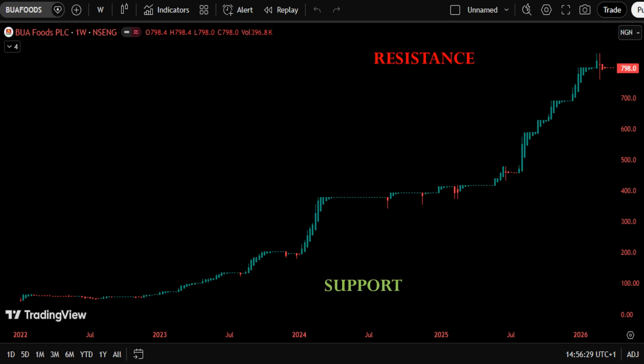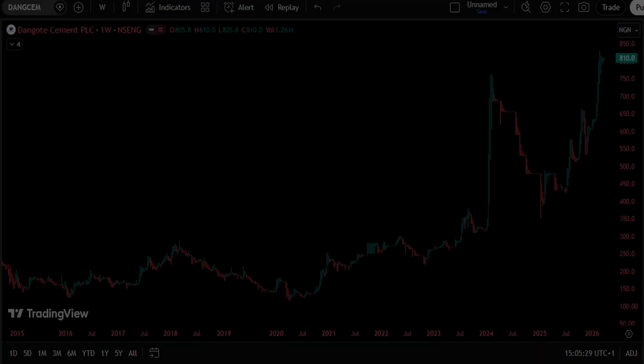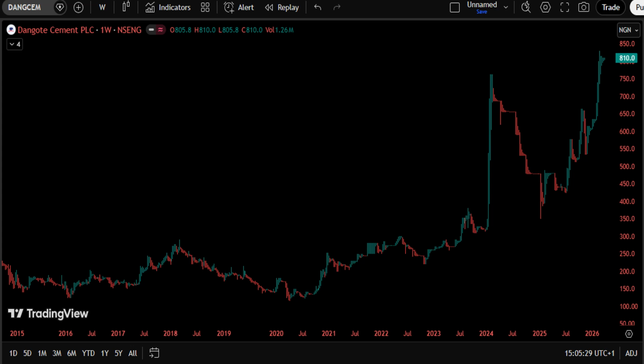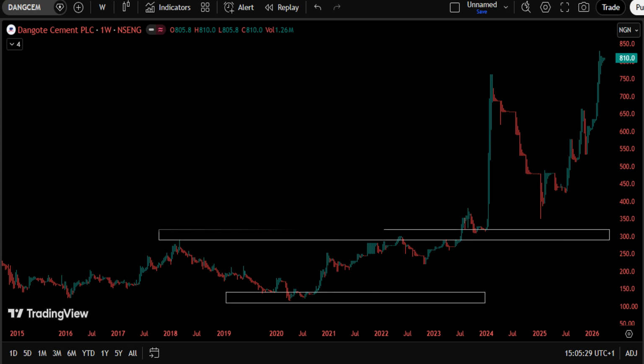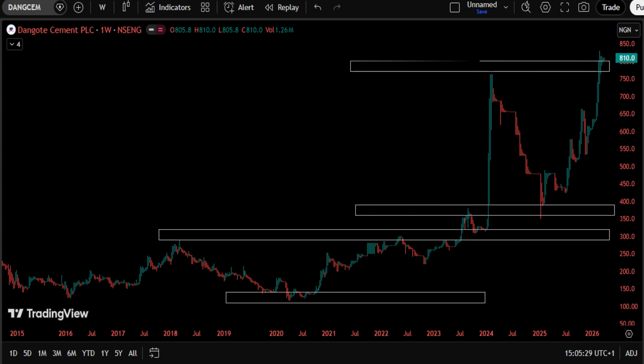Now let's take it one step further. Look at Dangote Cement, also on the weekly time frame. Same thing, slower price movement, but still following structure. So even though Nigerian stocks may not move as fast as US stocks, the chart behavior is still the same. And that's the key lesson here. Structure over speed. Because once you understand structure, you can trade any market in the world.